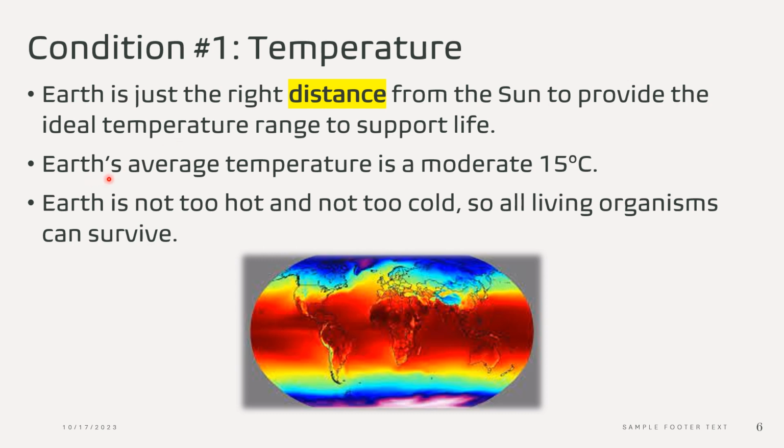So we know that Earth's average temperature is a moderate 15 degrees Celsius, meaning that the Earth is not too hot for life to be sustained, and it's not too cold. So because of the perfect distance that the Earth is from the sun, the Earth has an ideal temperature to support life. So Earth is not too hot and not too cold, so all living organisms can survive on Earth. We know that if you look at this picture below, there are hotter and colder areas on Earth, but on average, the Earth has just the perfect temperature for most organisms to survive on Earth.